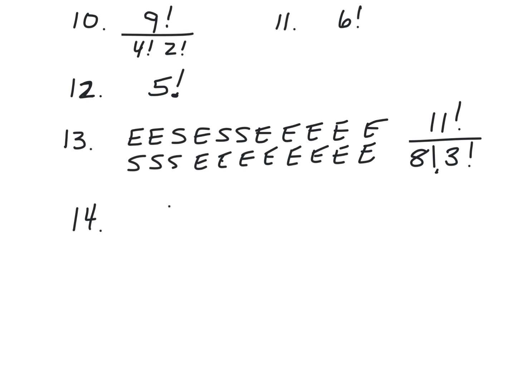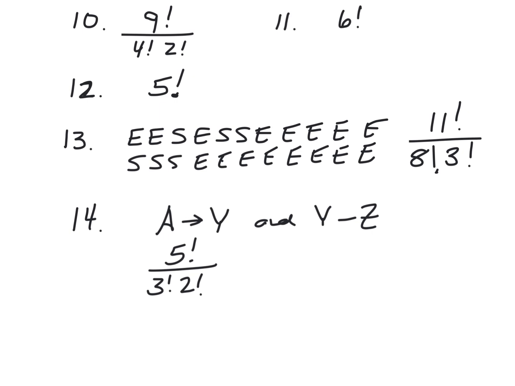14, I've got to go from A to Y and from Y to Z. So going from A to Y, I've got to go east 3 times and south twice. I've got 5 blocks to do, and I've got 3 repeats and 2 repeats. And then from Y to Z, I've got to go east 5 times and south once, 6 blocks, and I've got 5 repeats there. And I would multiply them together because it's and.